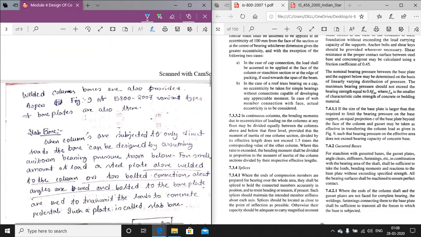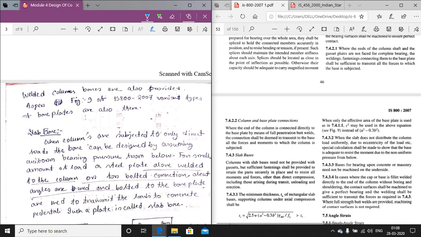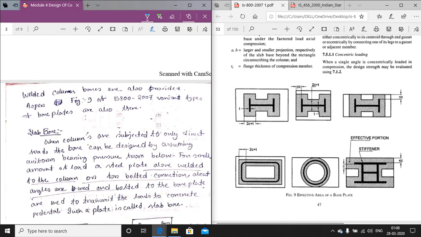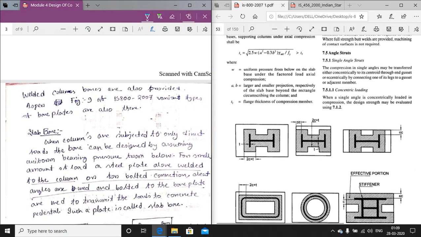Some of the welded base plates are also provided here. You can see from the IS 800, these are some of the welded ones. So these are the welded plates provided here.